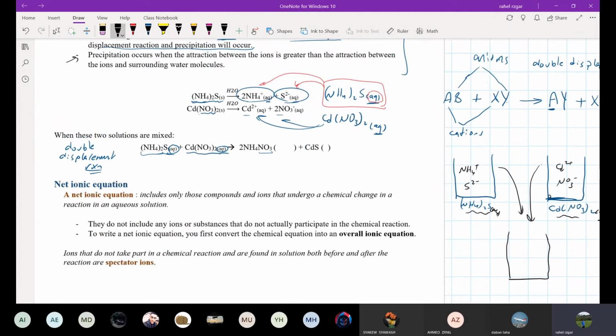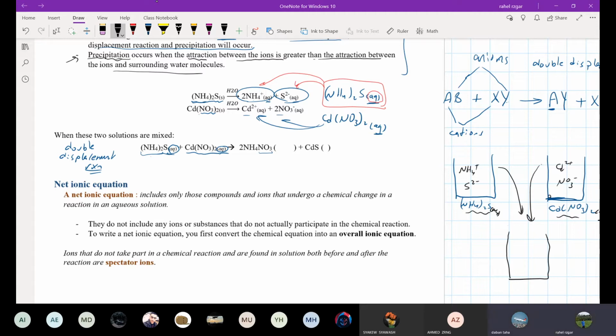In the third note, before I write this down, look at the third note. If after mixing, what might happen? Precipitation might happen. Why? Because the attraction between ions is greater than the attraction between ions and the surrounding water. How did these 2 ions get separated in ammonium sulfide, for example? Because the water has separated them. The attraction of water was high. But what if the water doesn't have enough attraction against the attraction between the ions?